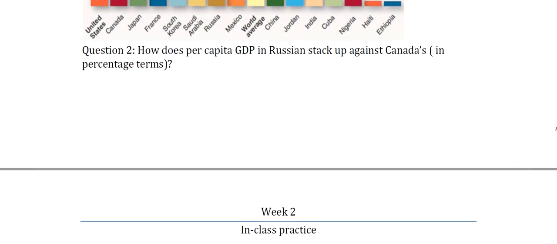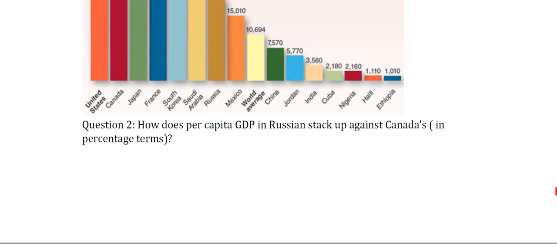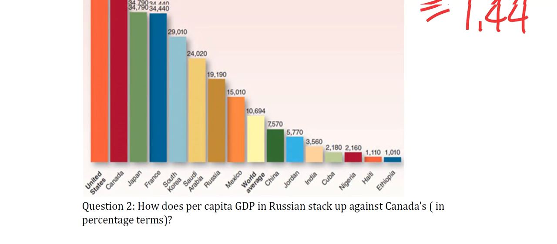So now let's look at a question. How does per capita GDP in Russia stack up against Canada's in percentage terms? We have to express our answer in percentage terms. It's very similar to the second part of question 1, so we only need to find the ratio. The question here is which number should be the numerator and which number should be the denominator.